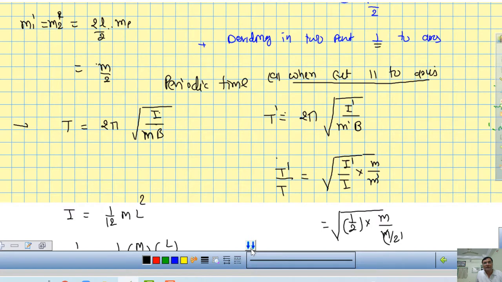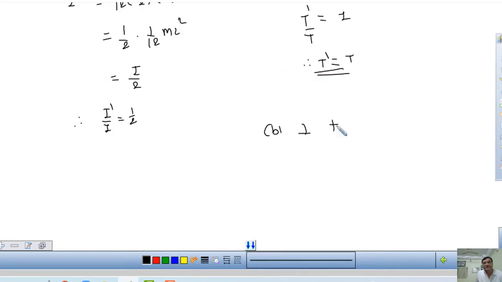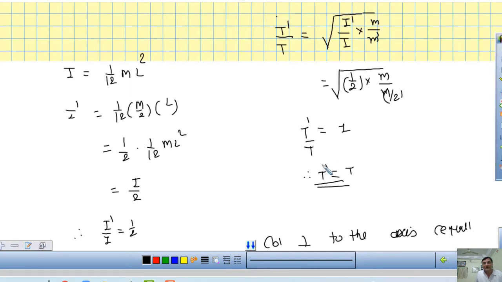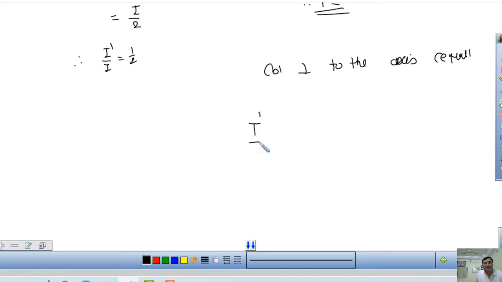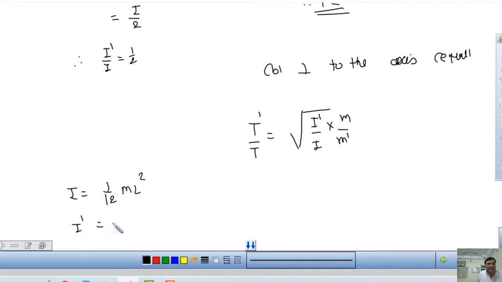Now second case, perpendicular to the axis, equal parts. So again I write the same formula here. T prime upon T is equal to root of I prime upon I into M prime upon M. So what are now I prime and I? I is equal to, as we know, 1 upon 12 ML square. And I prime: 1 upon 12, M becomes M by 2, L becomes L by 2 squared. So you will get 1 by 4 of 1 upon 12 ML square.